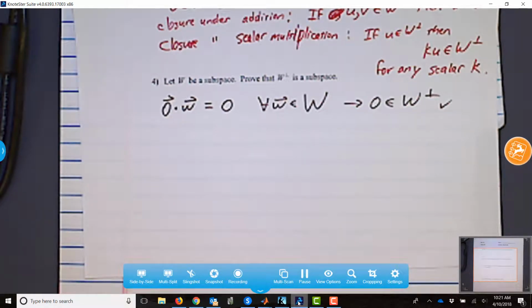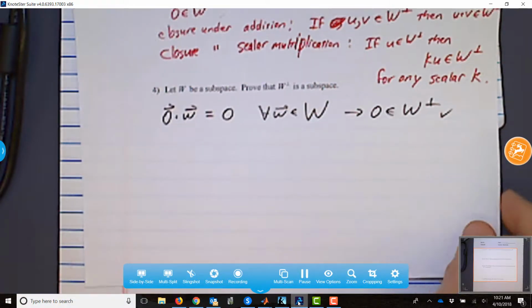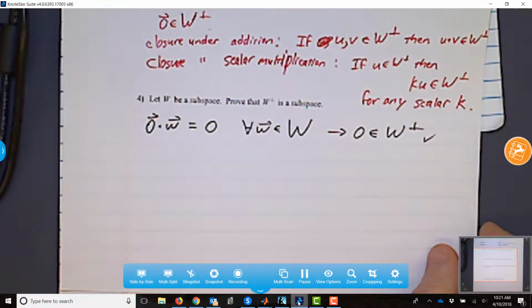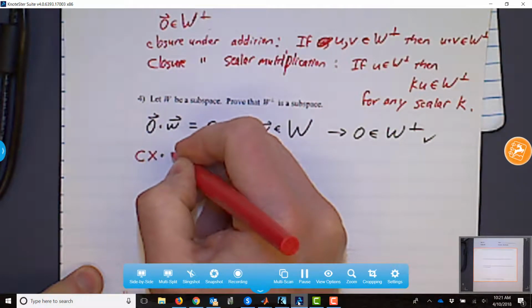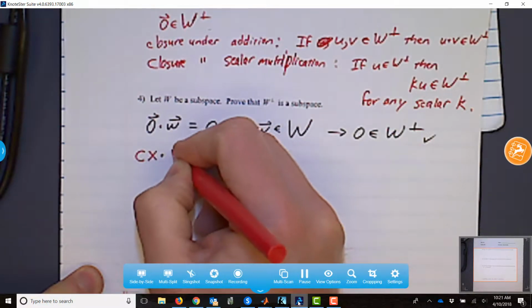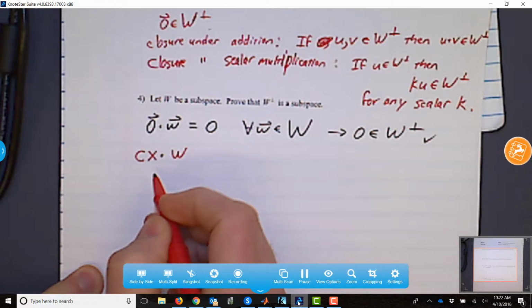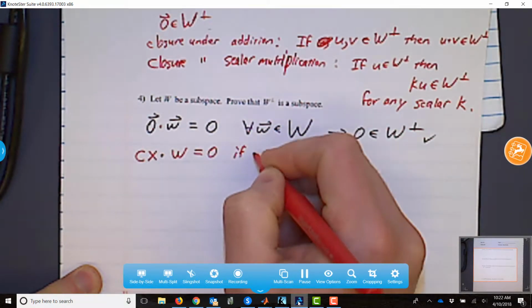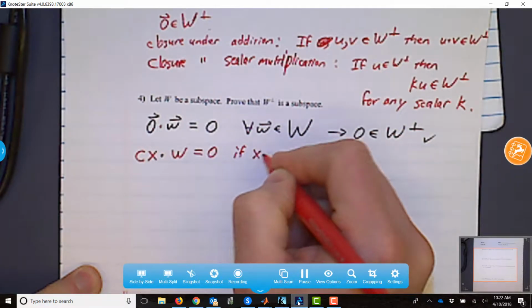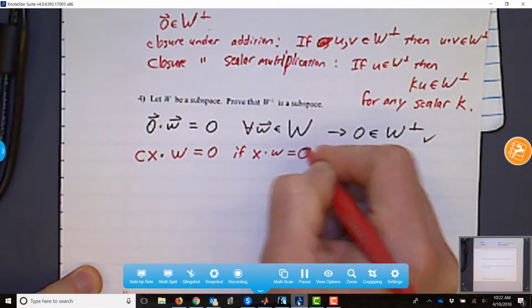For the next piece, question, Jake? I was going to say, you have to prove that C times X, if my other vector was just X. So I said Cx dot W has to be 0. Cx dot W is 0 if X dot W is 0, right?